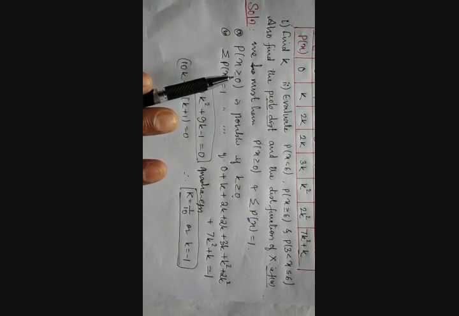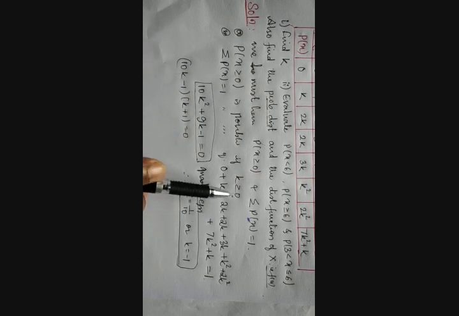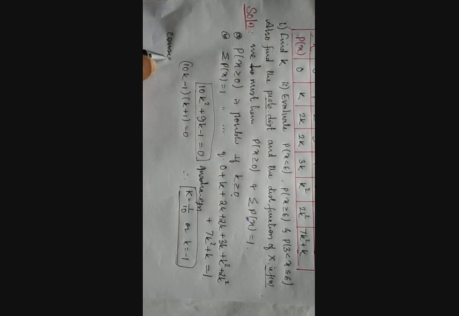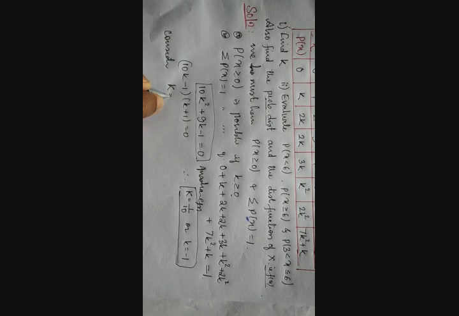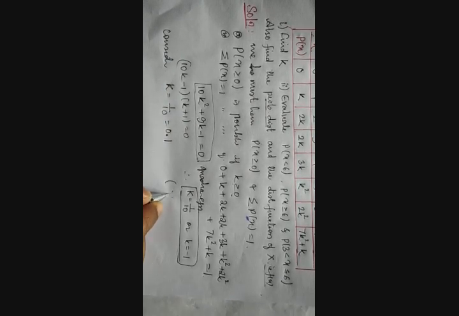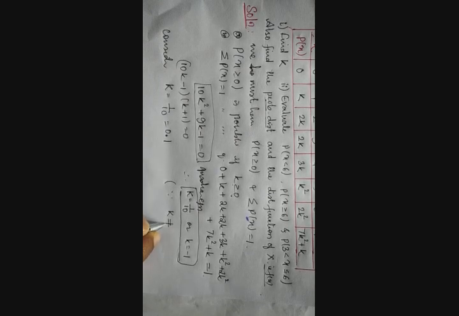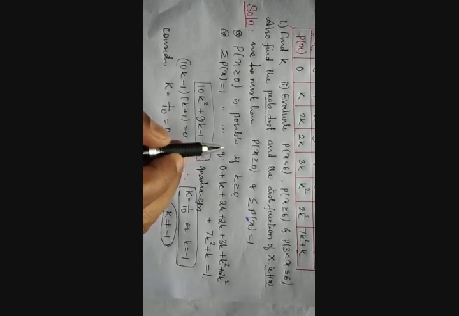But one condition you can see. The first condition says probability of x is greater than or equal to 0. It is possible only when k is positive. So negative k cannot be considered. Therefore we need to consider only positive k. So let us consider k is equal to 1 by 10, which is nothing but 0.1, because k should not be equal to minus 1. It should be positive. So we got k is equal to 0.1.